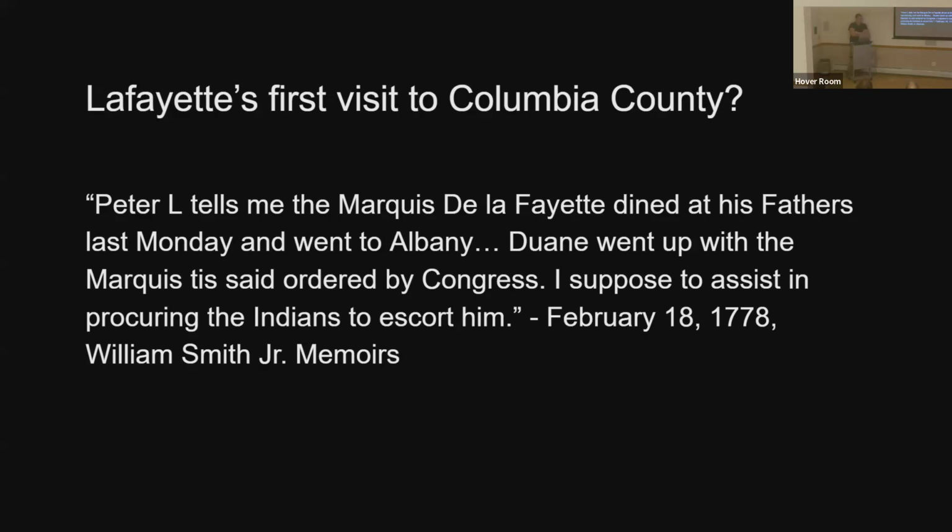But on the Marquis de Lafayette's way up to the Oneida Nation, he dined at the Manor House, according to Smith's memoirs. Peter Livingston, that's who Smith is living with, tells me that the Marquis de Lafayette dined at his father's last Monday and then went to Albany. Duane went with him. The Marquis is ordered by Congress, I suppose, to assist in procuring the Indians to escort him. And that's exactly what Lafayette did. He went up to the Oneida Nation and returned to Valley Forge with about 50 Oneida warriors to help assist in the patriot cause.